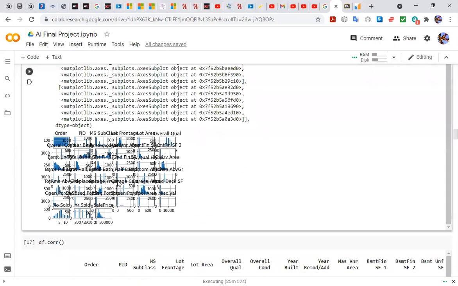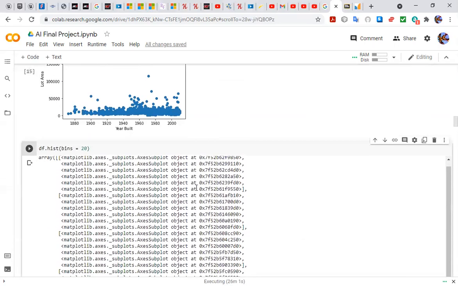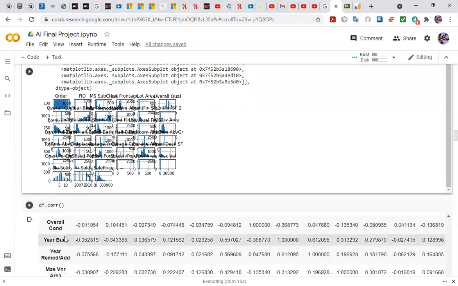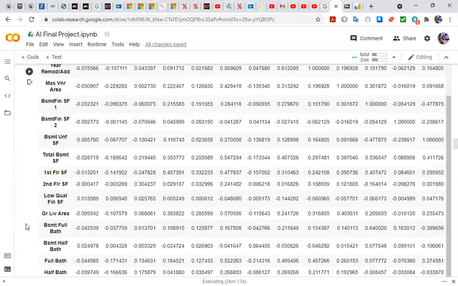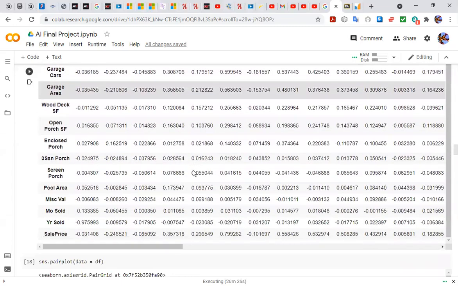And down here we have another analysis using, I believe, Seaborn. Well, actually, the data frame was using a histogram to analyze the home size and the builds. And down here I have the different correlations of all the features of a home, like total rooms, kitchen, and all that data.